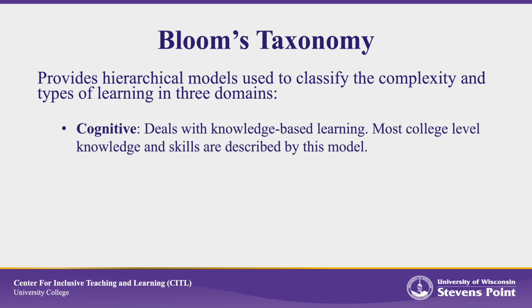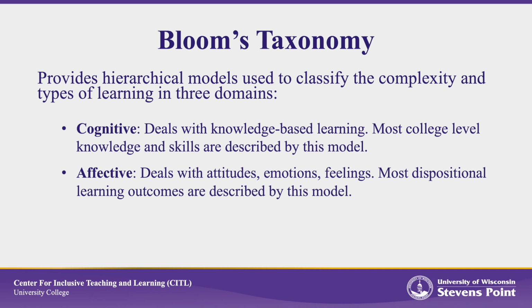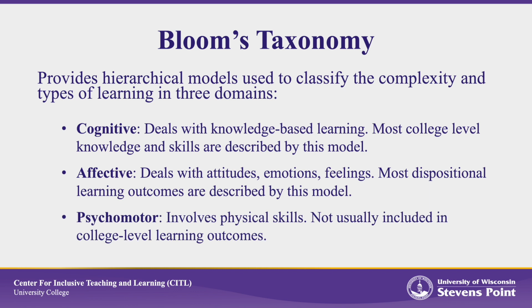The cognitive domain deals with knowledge-based learning. Most of the learning outcomes we use in college courses are seated in this domain. The affective domain deals with attitudes, emotions, and feelings. When we talk about dispositional learning outcomes, we're talking about outcomes described by this portion of the model. Finally, there's the psychomotor domain. This domain touches on physical skills and isn't as prevalent in college education as the cognitive and affective domains.